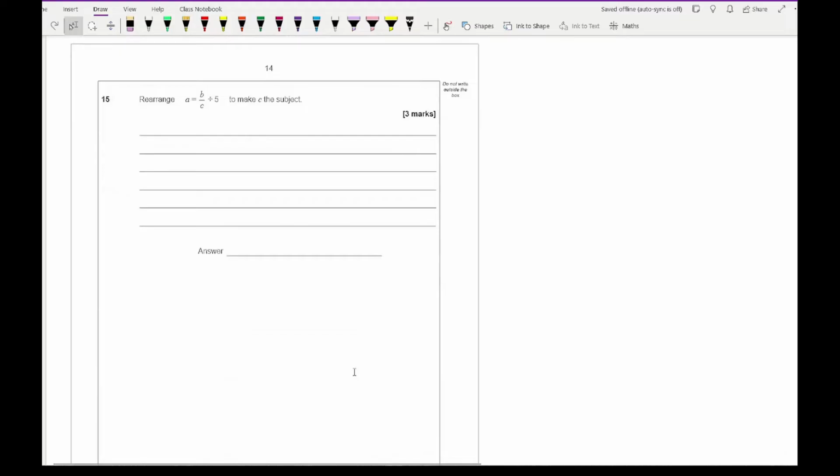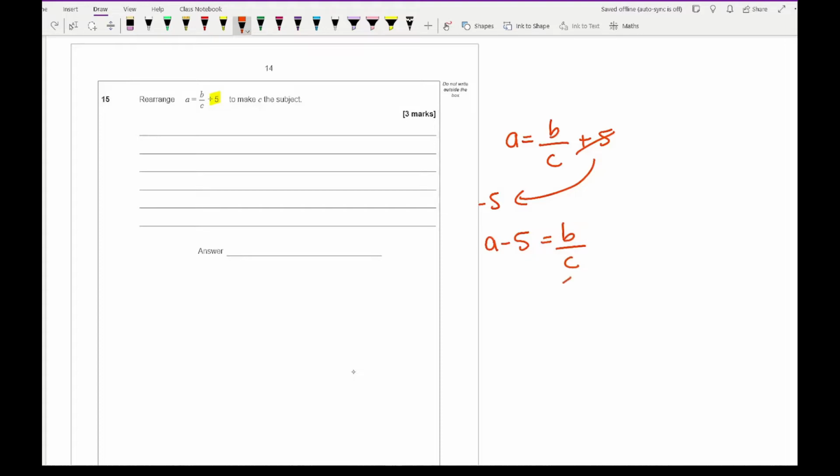For question 15, it says rearrange a equals b over c plus 5 to make c the subject. So for this, we want to think about what we need to get rid of first. We need to get rid of the plus 5. So this is the question. I take the 5 over to the side by taking away 5, so I've got a minus 5 equals b over c.